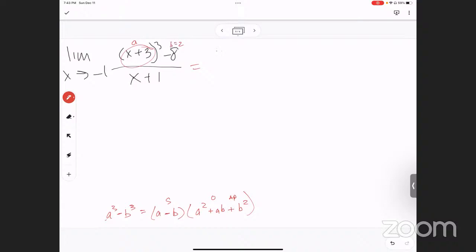Got it? So to factor this, it equals the limit as x goes to -1 of, I'm going to factor this out. The same sign would be a negative, the opposite would be a positive, always positive at the end. Take your x plus 3, put it there. Take your 2, put it there. Take your x plus 3 squared and put it there. Take your 2 squared and put it there, and multiply them together here. And then you've got x plus 1 on the bottom. You get how I did that?